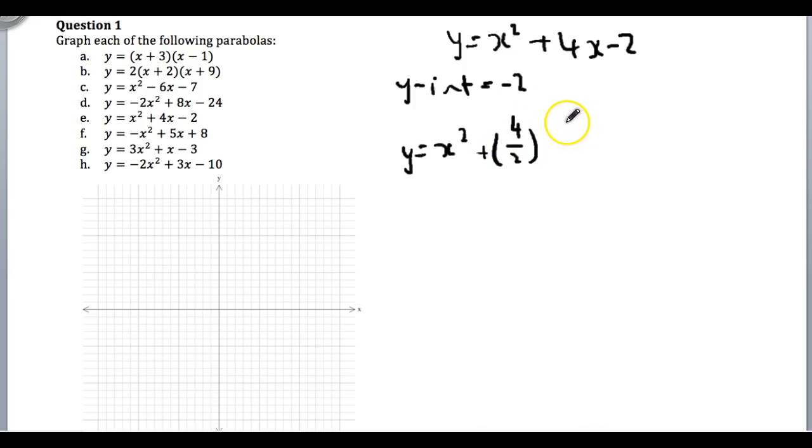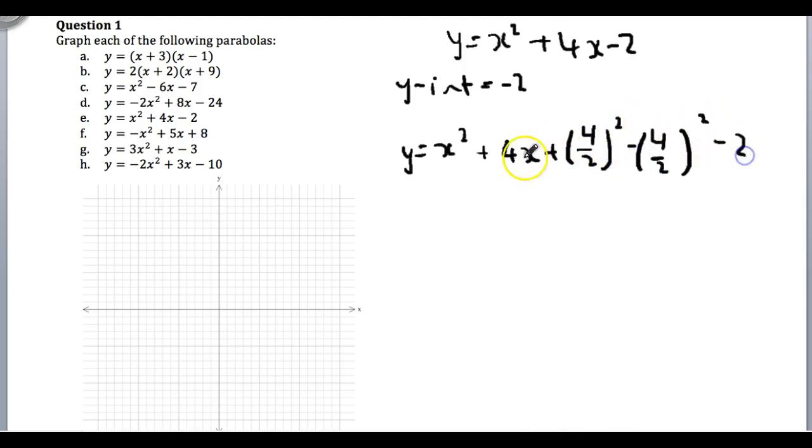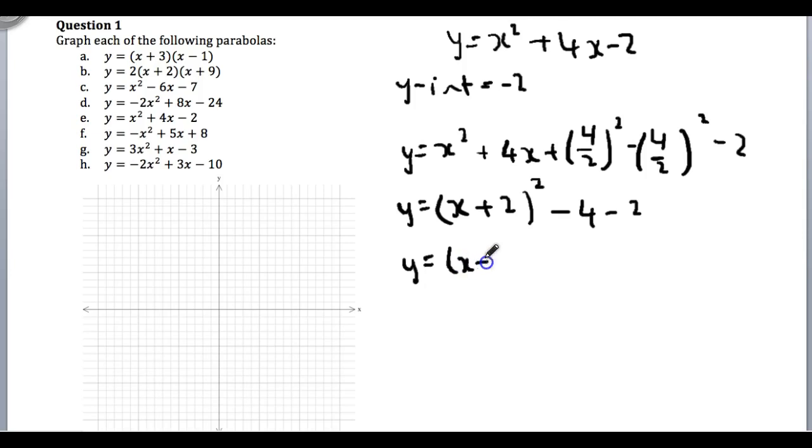Hold on, I've missed out on this. Sorry. Okay, so then we do a half. Sorry, I forgot. 4/2 squared minus 2. Okay, so this factorizes to be x plus 4 on 2, so it's 2, x squared, minus 2 squared, which is 4, minus 2. So we have y equals x plus 2 squared minus 6.